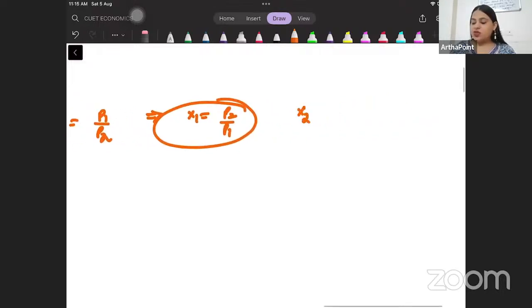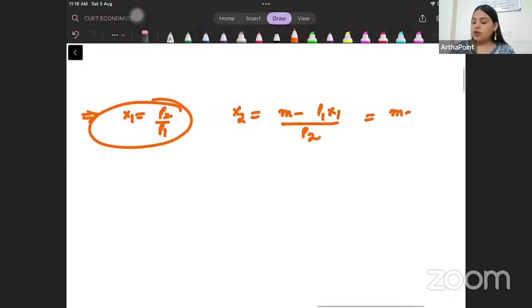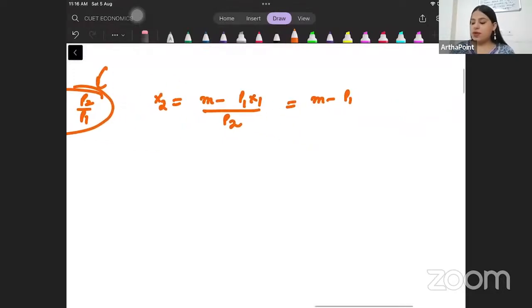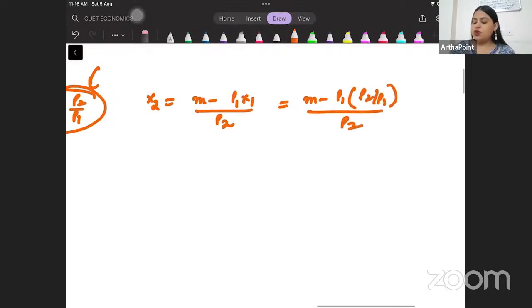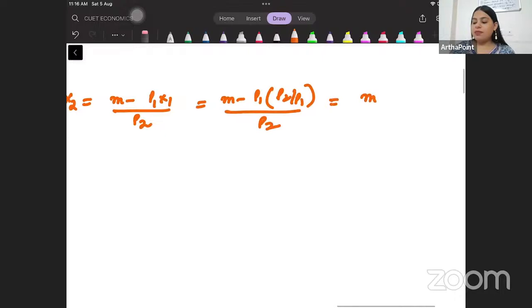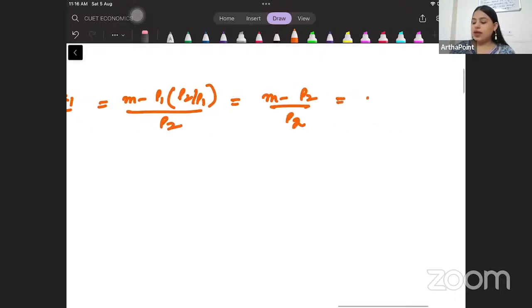If I find x2, x2 will be income minus expenditure on good 1 upon price of good 2. That is what x2 is. So x2 will be income minus money spent on good 1. So P1 times the value of good 1, which is P2 by P1, upon P2. So beta, this is going to be M minus P2 by P2. So this will become M by P2 minus 1.